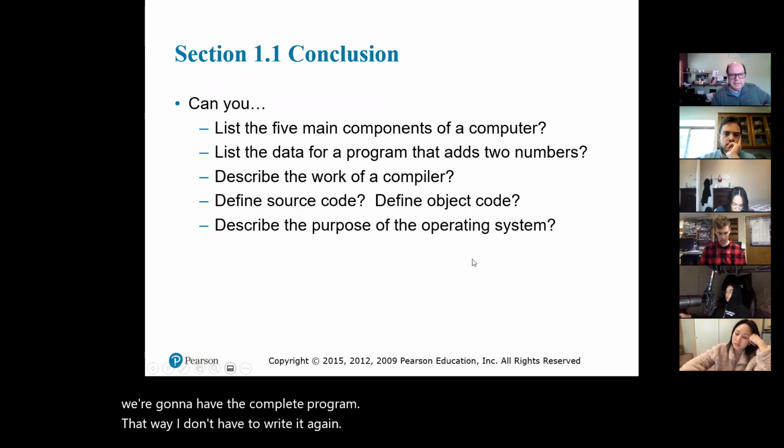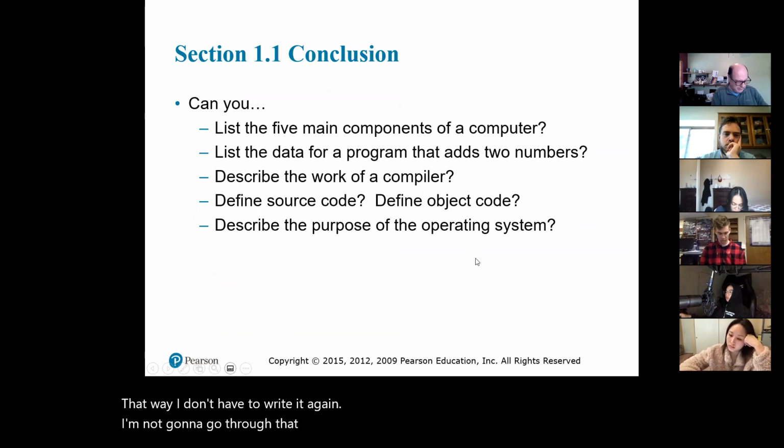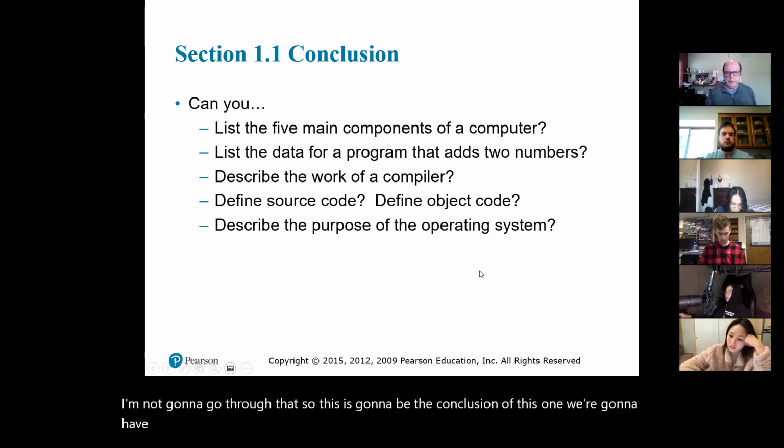I'm not going to go through that. So this is going to be the conclusion of this one. We're going to have an activity on this, activity 1.2, to answer these questions.